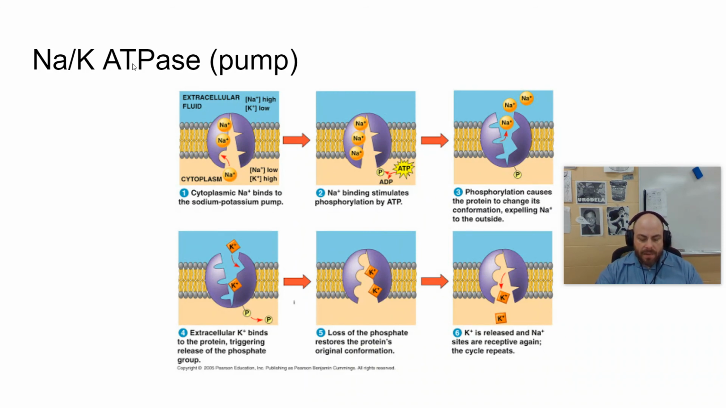And you can see what's happening here. Three sodiums are going to be pumped across the gradient, and at the same time, two potassiums are being pumped across the gradient as well in order to establish that membrane potential.